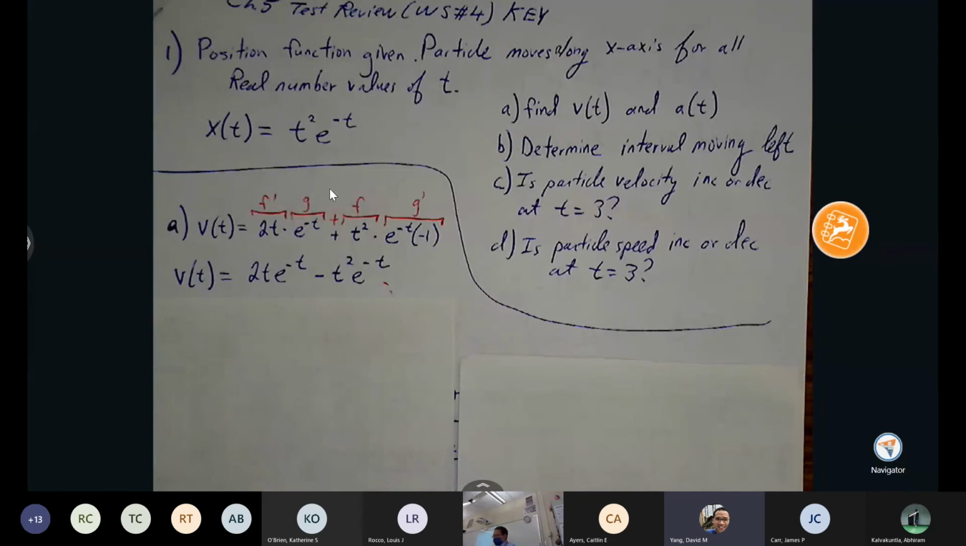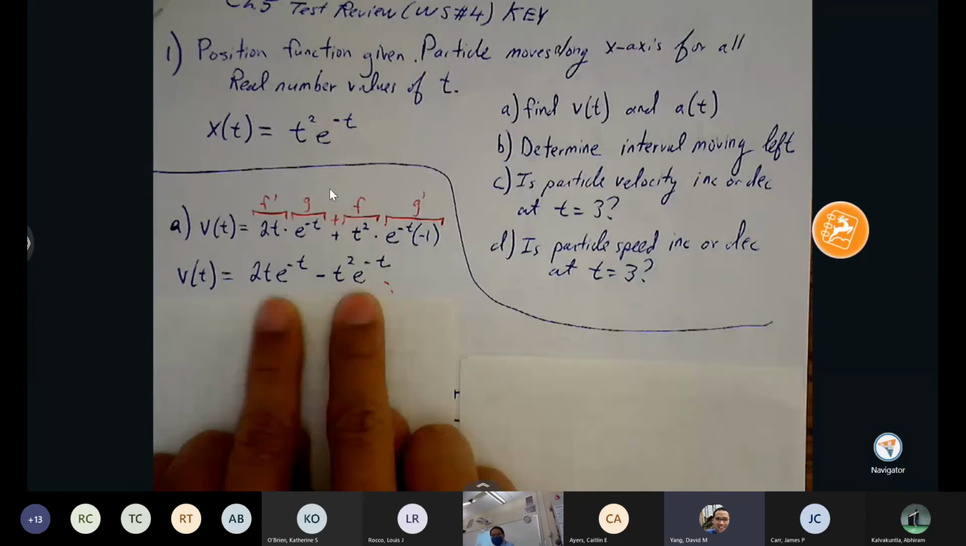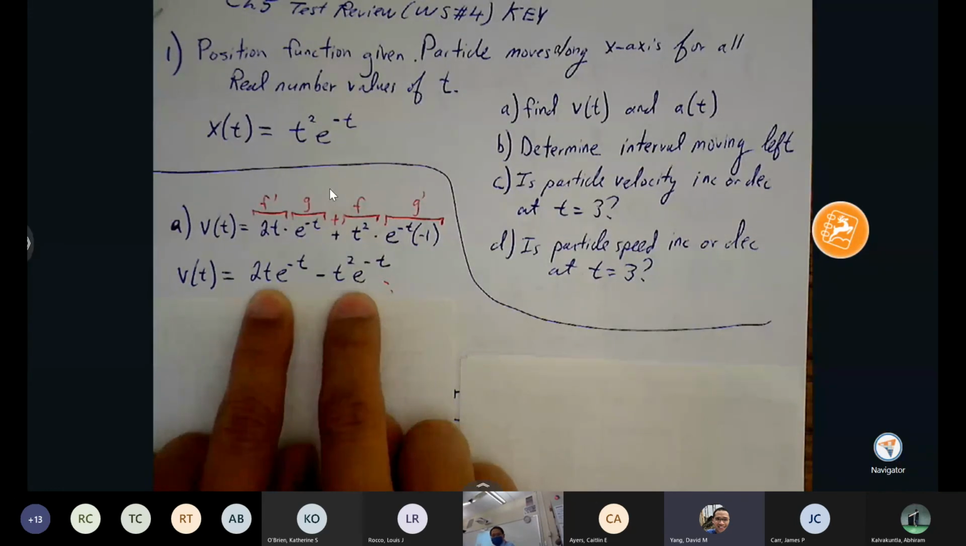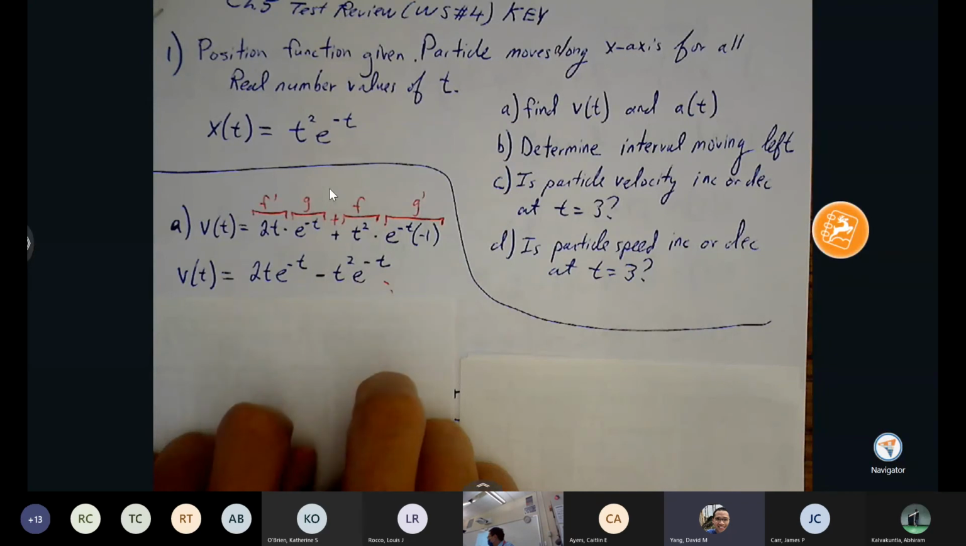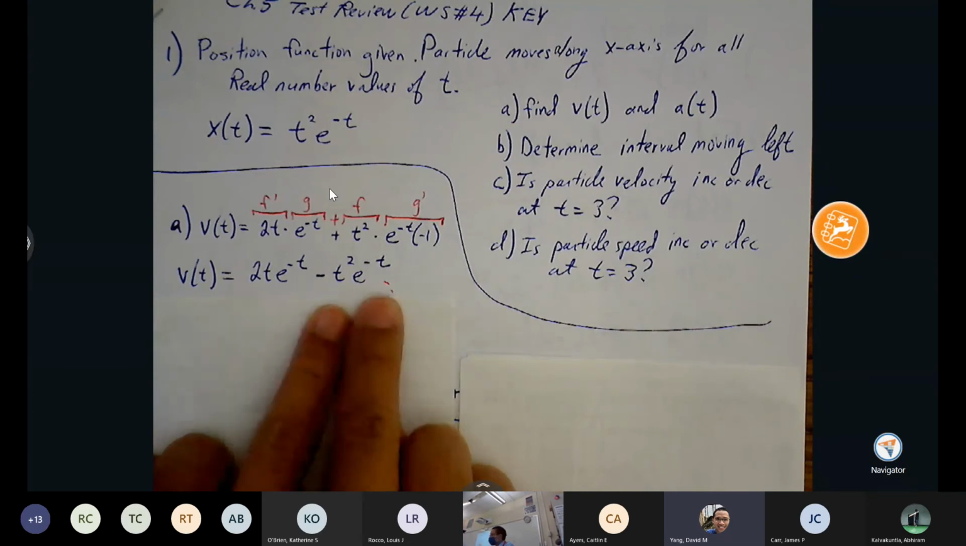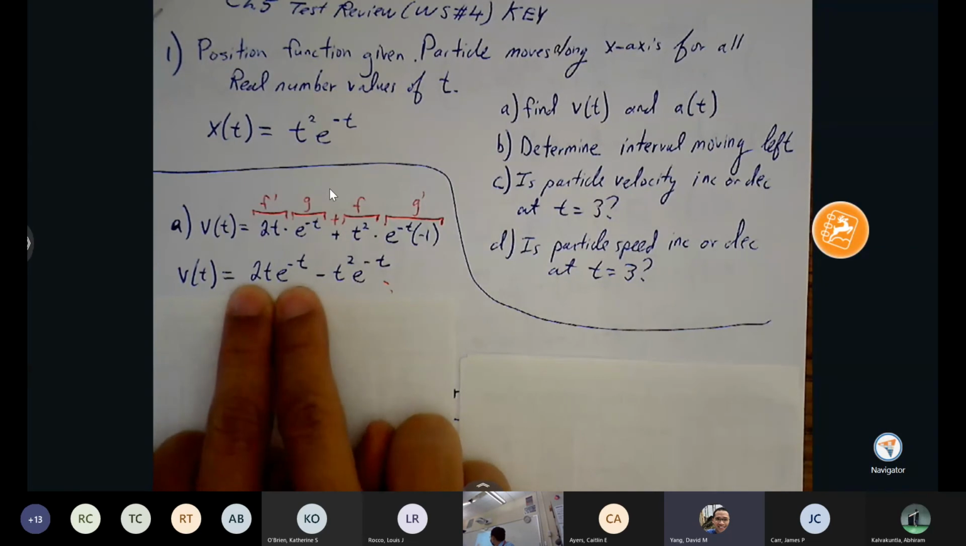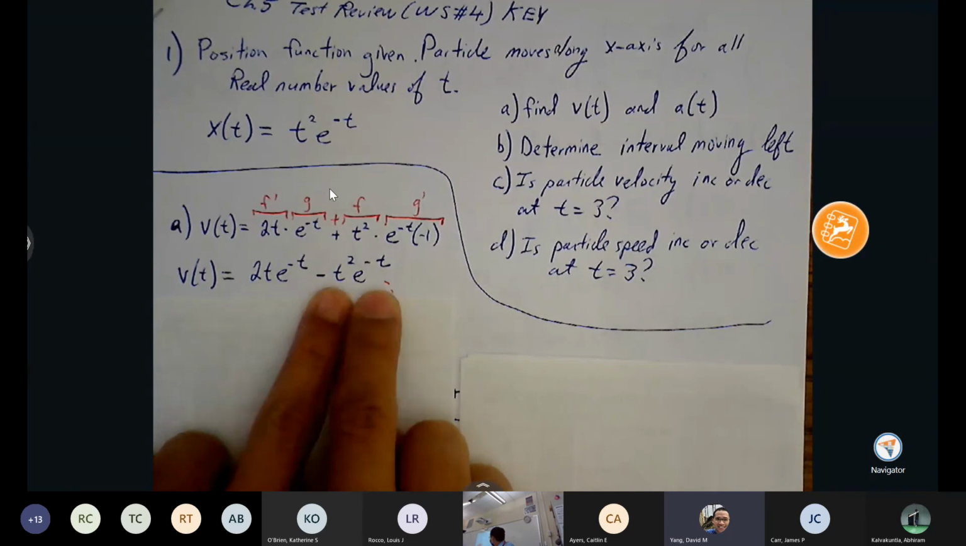Is it more the same? Yeah. But what's going to make this a little bit longer? We got to apply product rule, but what? Twice, right? We have f prime g plus f g prime here, and then we also have another set of product rule here.